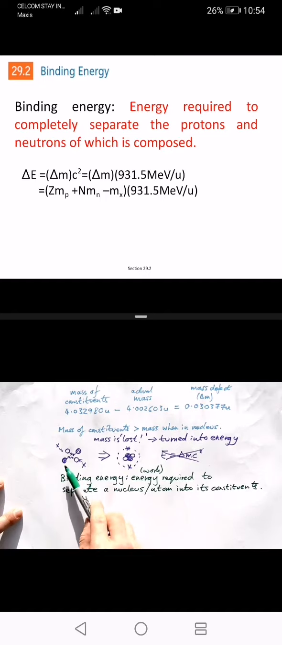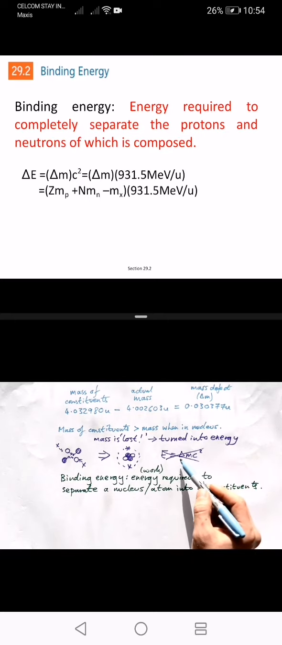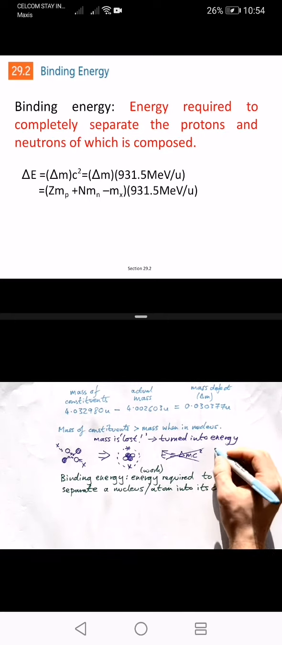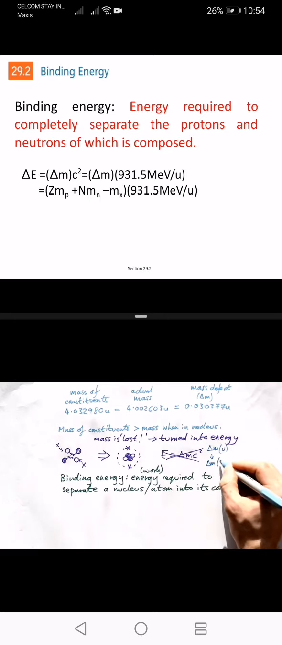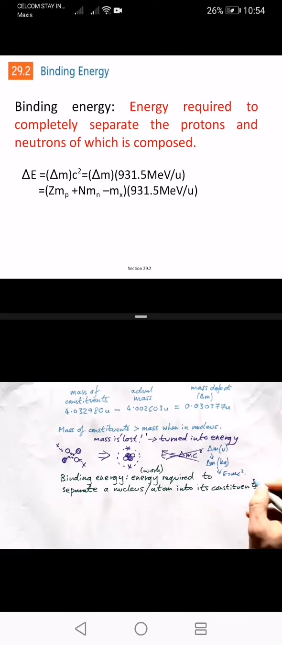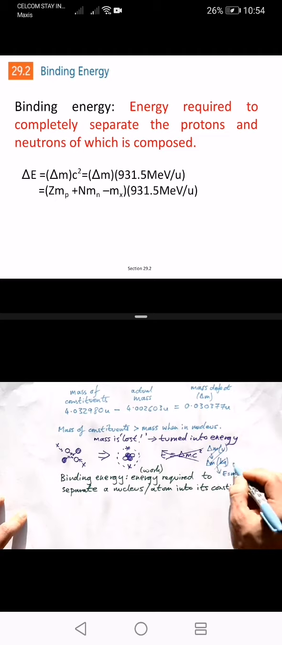Yes, that's the same amount of energy that is released when we go the other way as well. And obviously, the bigger the atom or the bigger the nucleus, the higher the binding energy it is going to have. So, like we said, in order to use this, we take our mass defect in U, turn it into our mass defect in kilograms, and then E equals mc squared, and then we end up with joules. But there is a shortcut.